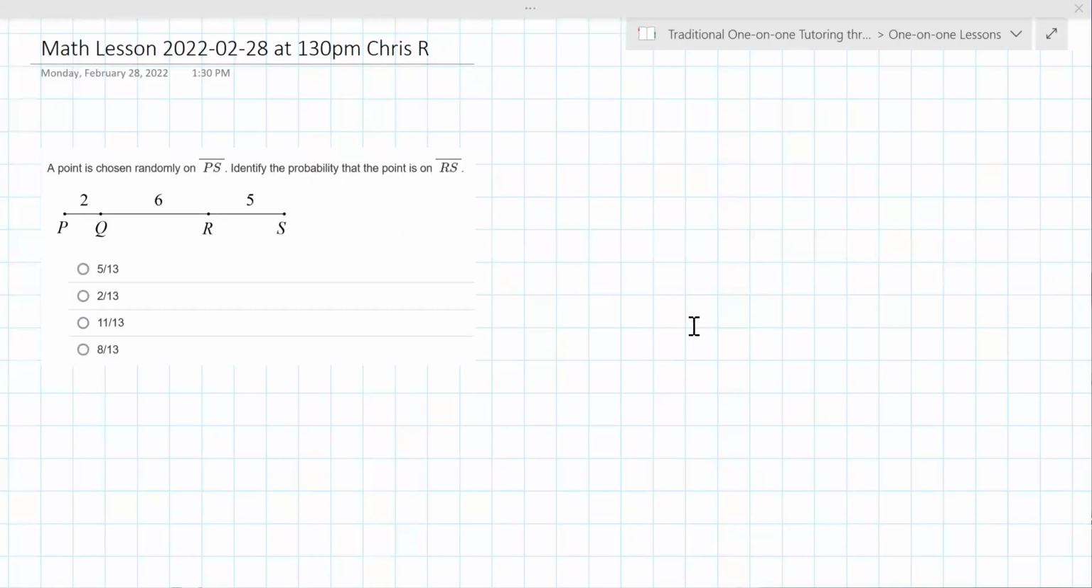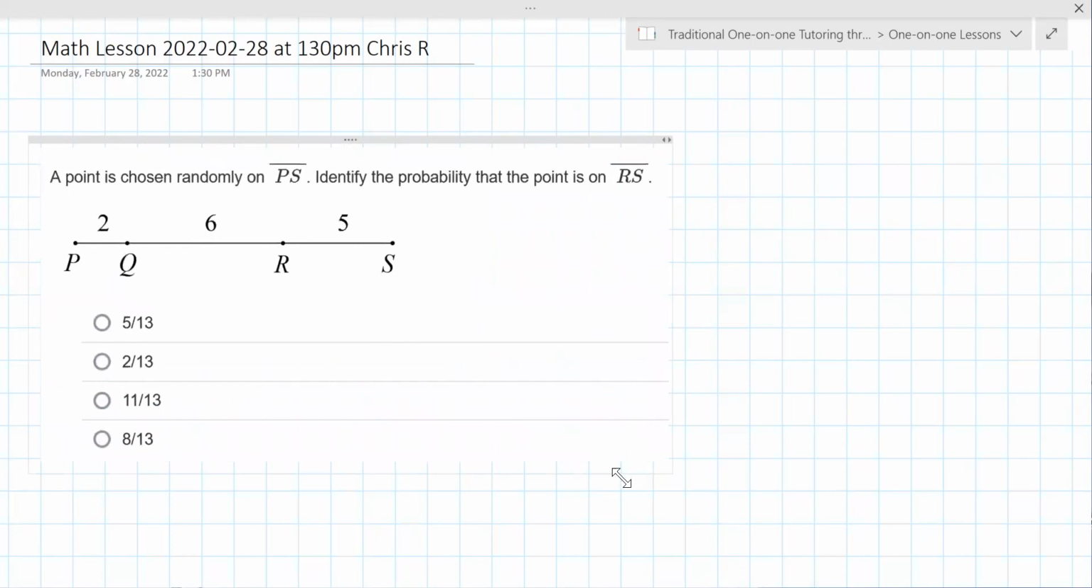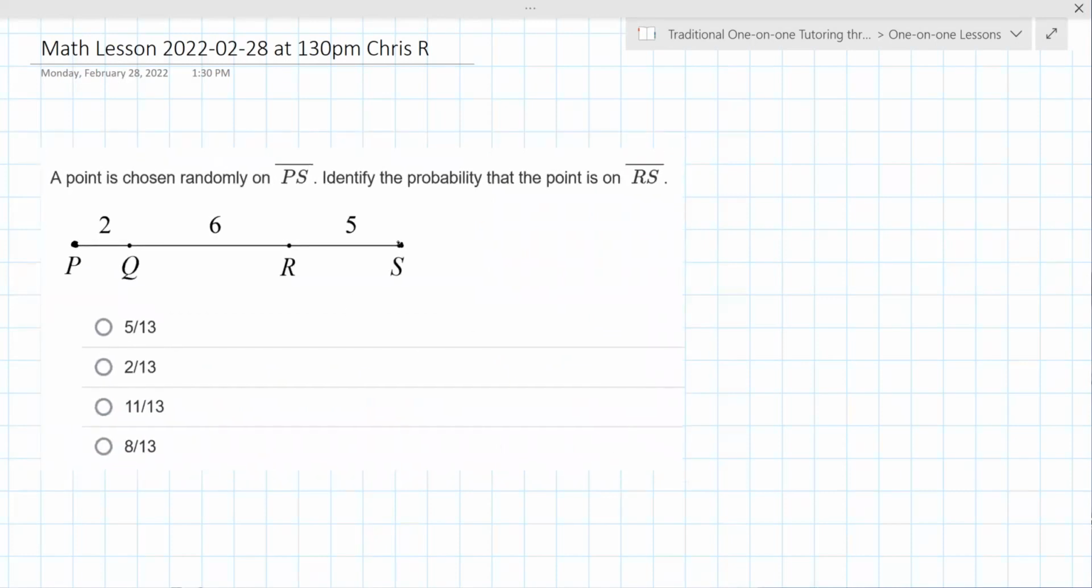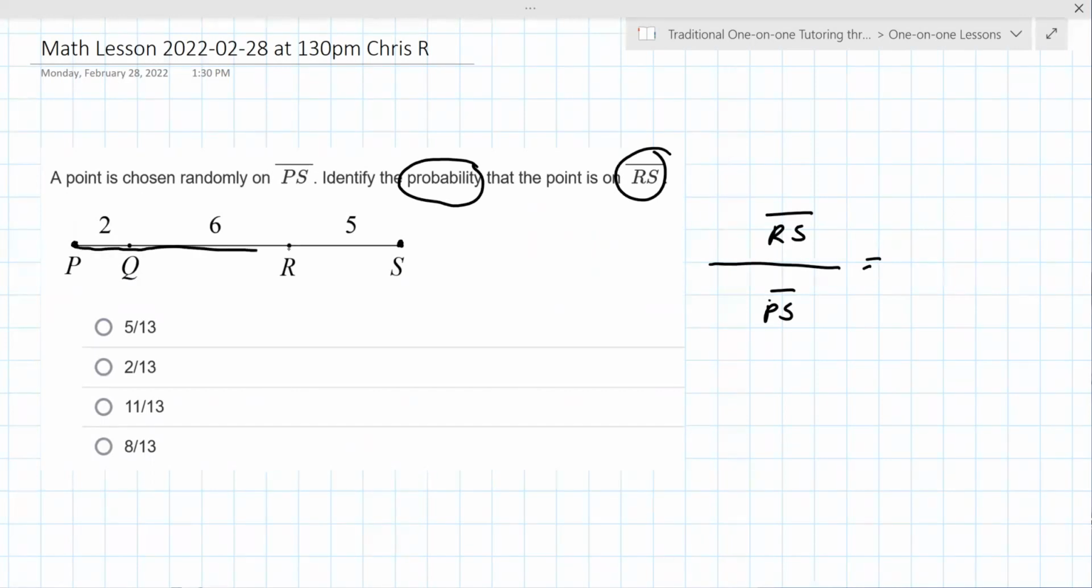Okay. A point is chosen randomly on PS. PS goes all the way from the left to the right, and they want the probability that the point is on RS. So in short, you need to figure out how long RS is divided by how long PS is. That'd be 5/2. Well, you just said 5/2, but PS goes all the way. Oh, PS. Okay, so that's 2 plus 6 plus 5, so that's 13. So 5/13. 5/13, perfect.